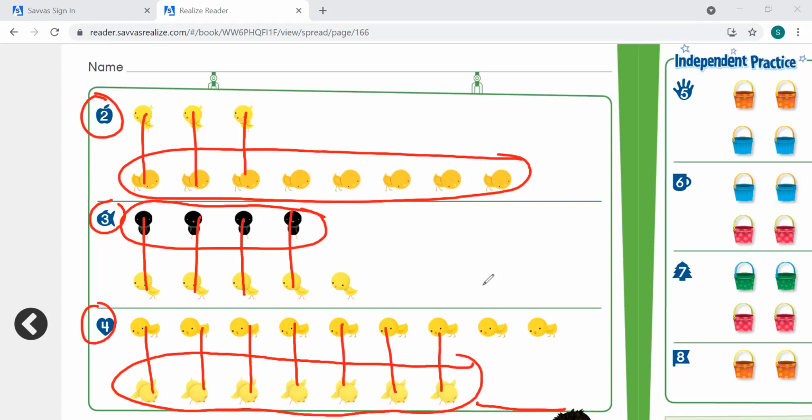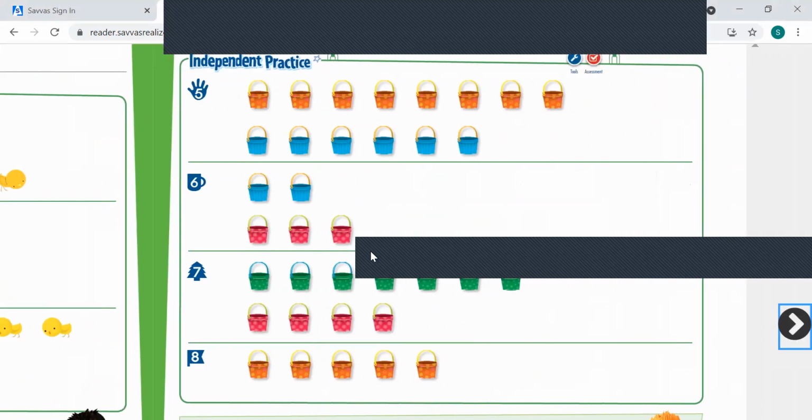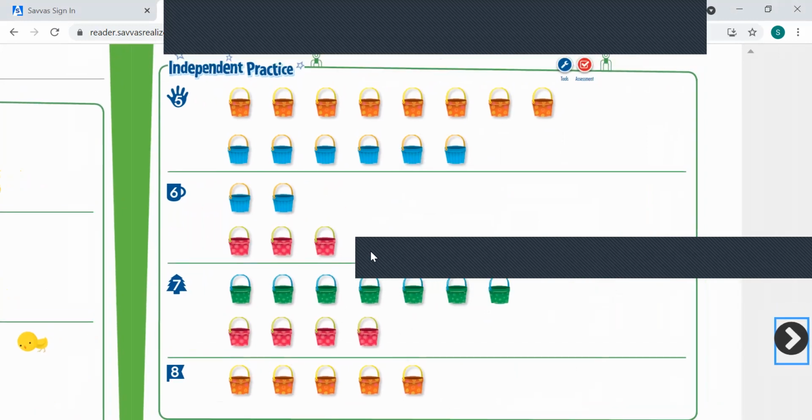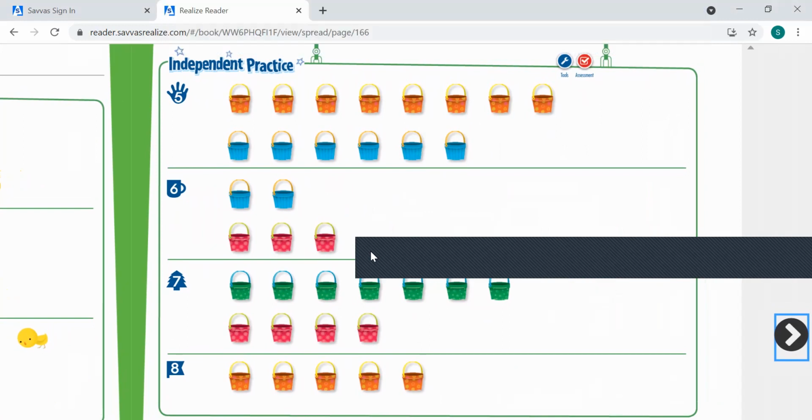Good job, superstars. Let's go to our last page here. And what we're going to do is compare these. This is your independent practice, which I want you to do on your own. And what you're going to do is you're going to do the same thing. You are going to compare the two groups.